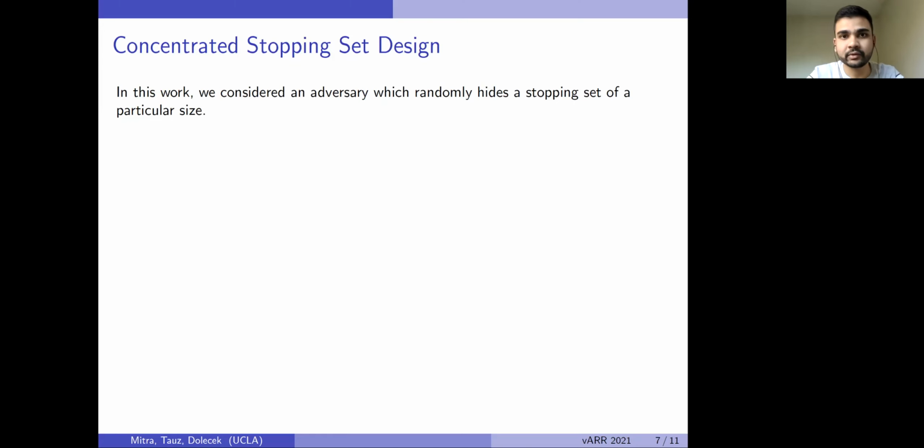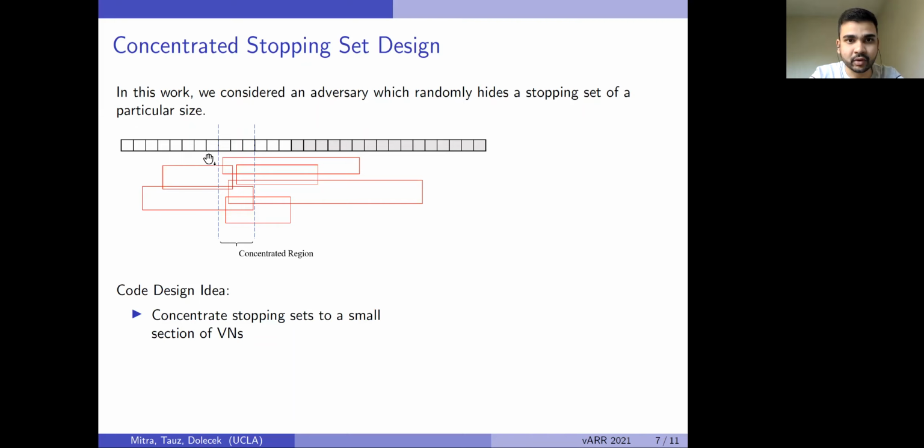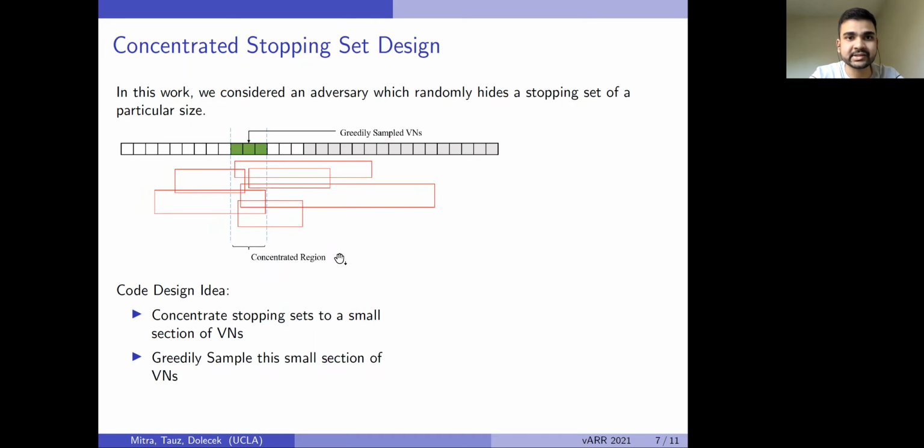So in this work, we consider an adversary which randomly hides a stopping set of a particular size. And for such an adversary, what we would like to do is to concentrate these stopping sets to a small section of variable nodes. That is, make a small section of variable nodes be part of a large fraction of stopping sets, and then greedily sample those variable nodes to get a low probability of failure. Therefore, our coding problem becomes that of concentrating stopping sets.